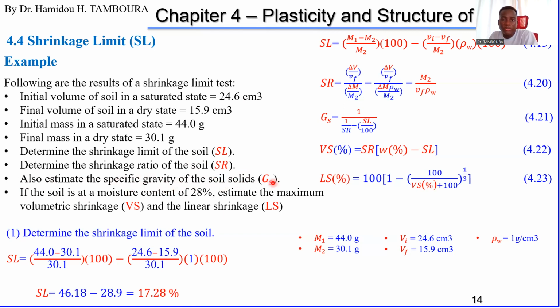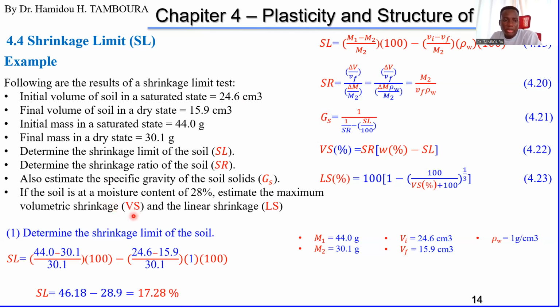This one is for specific gravity also. If you obtain SR, the shrinkage ratio, and you already have the SL, the shrinkage limit, which is here, you can just directly apply this formula and you can obtain the specific gravity.